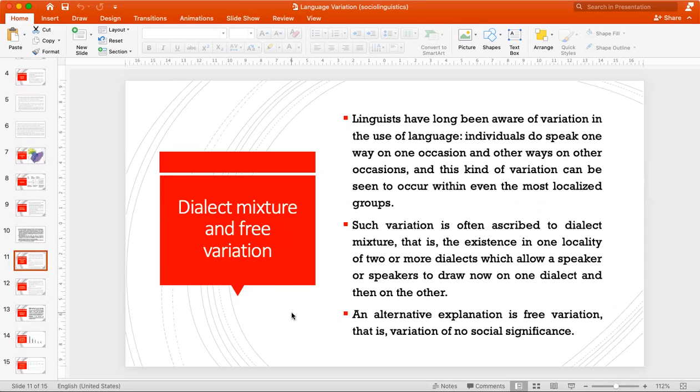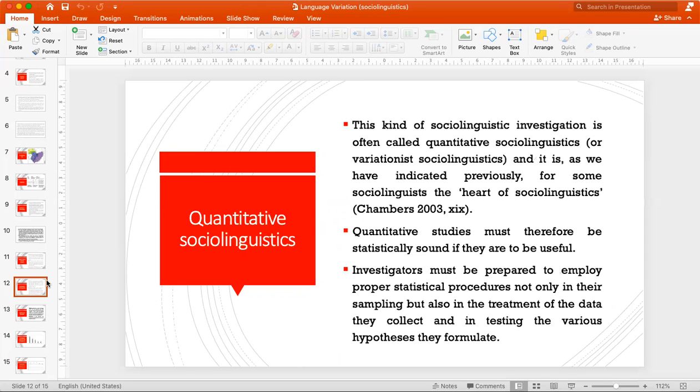Now we go to dialect mixture and free variation. Linguists have long been aware of variation in the use of language. Individuals do speak one way on one occasion and other ways on other occasions. That's why we have to consider the situation, also the place and time when we do the speaking. Such variations are often ascribed to dialect mixture, that is the existence in one locality of two or more dialects, which allows speakers to draw now on one dialect and then on the other.